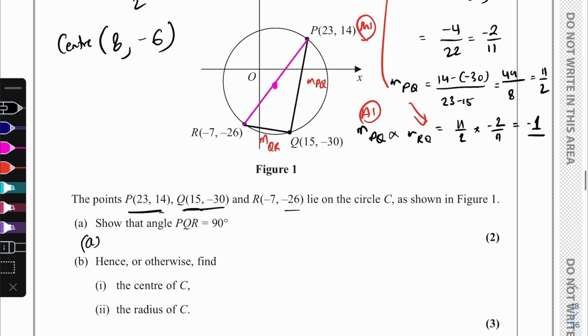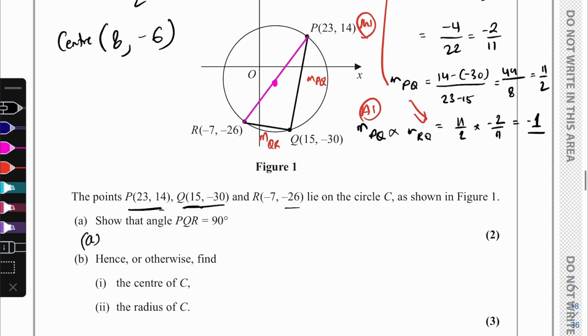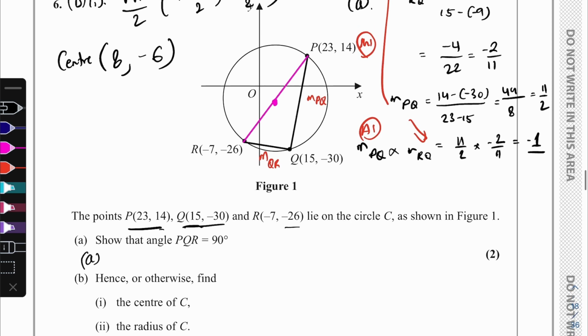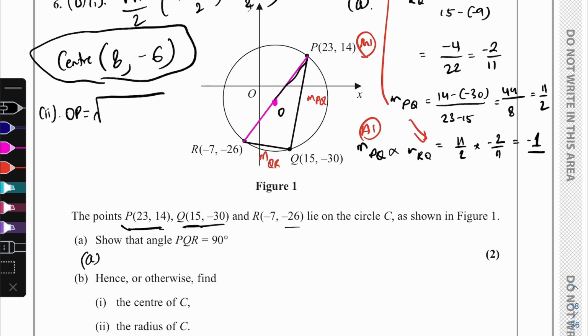Now let's look at the radius. The radius will be what? It will be any distance. So let's say we take O to P. So now we know what O is, the center O. Let's take O to P. So this will be part II. This will just be the distance OP, the distance between the center we found and P.